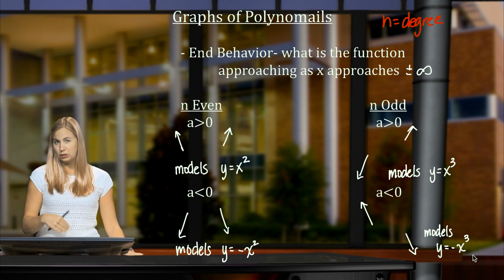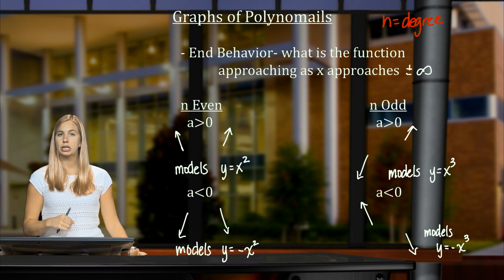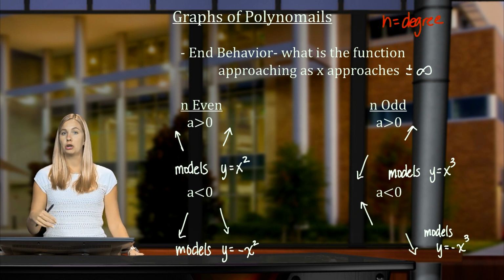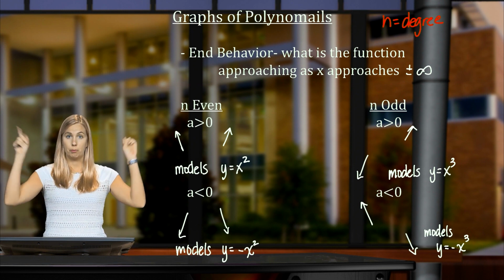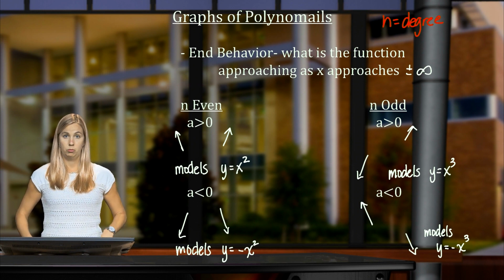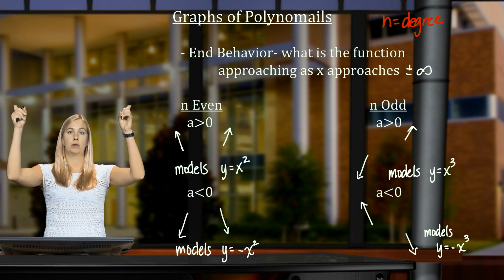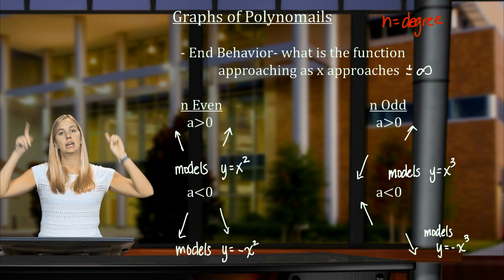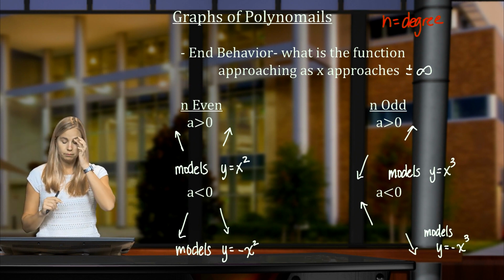Again, let's go over these real quick one more time. If my degree is even, my tails are going to go in the same direction. They are either both going up or both going down. If we have a lead coefficient that's positive, they both go up. If we have a lead coefficient that's negative, they both go down.